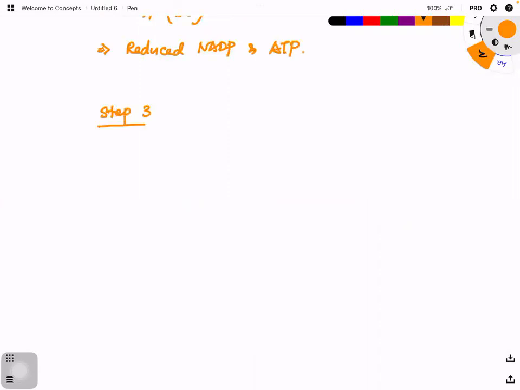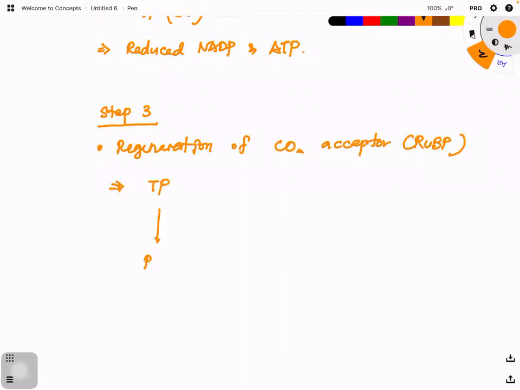So step 3 is known as regeneration of the CO2 acceptor, which is RUBP. In this case, what are the main events? TP now regenerates back to become RUBP, with the presence of ATP. Are you clear?